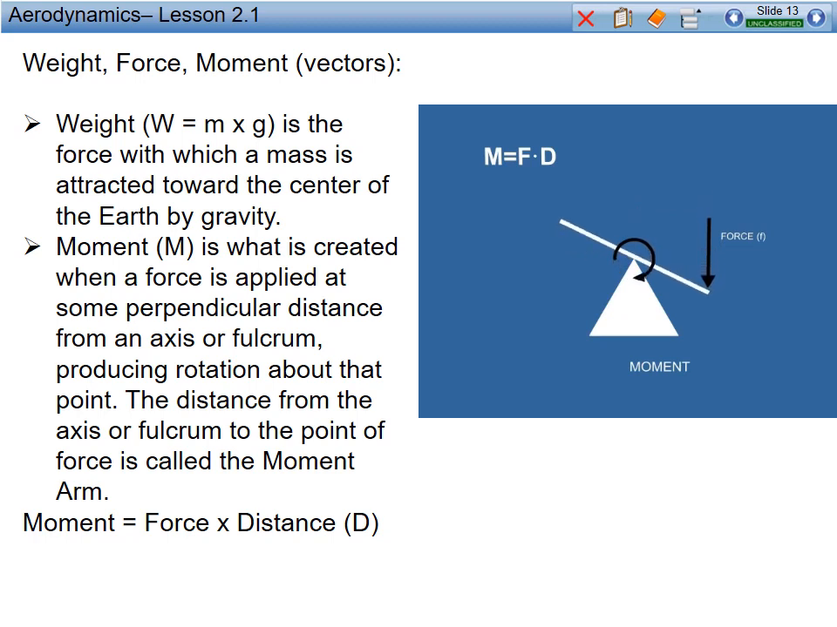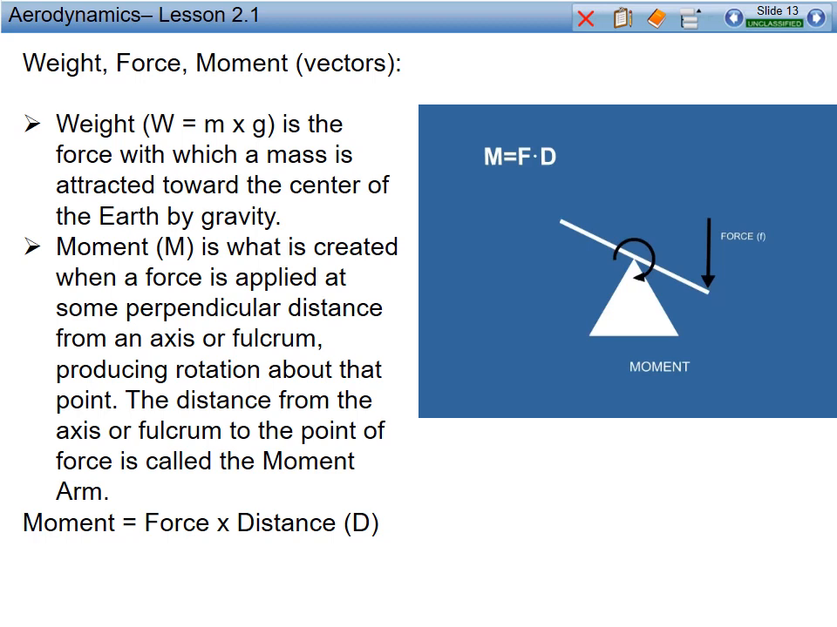Weight, force, and moment are all vector quantities. Weight is equal to mass times gravity, and is the force by which a mass is attracted towards the center of Earth by gravity. Moment is what is created when a force is applied at some perpendicular distance from an axis or fulcrum, which produces a rotation about that point.